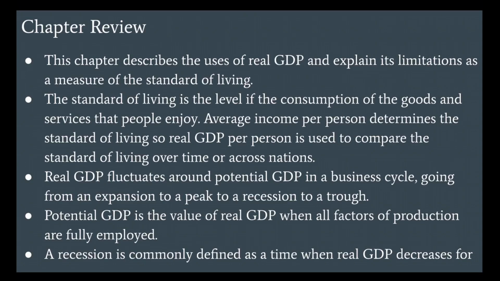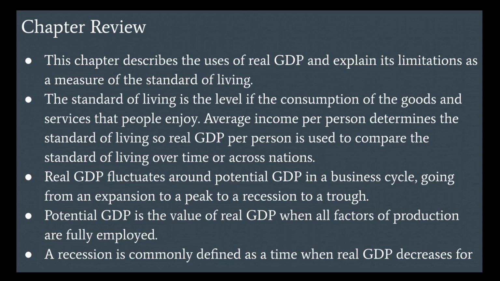Chapter review. This chapter describes the uses of real GDP and explains its limitation as a measure of the standard of living. The standard of living is the level of the consumption of the goods and services that people enjoy. Average income per person determines standard of living, so real GDP per person is used to compare the standard of living over time or across nations.